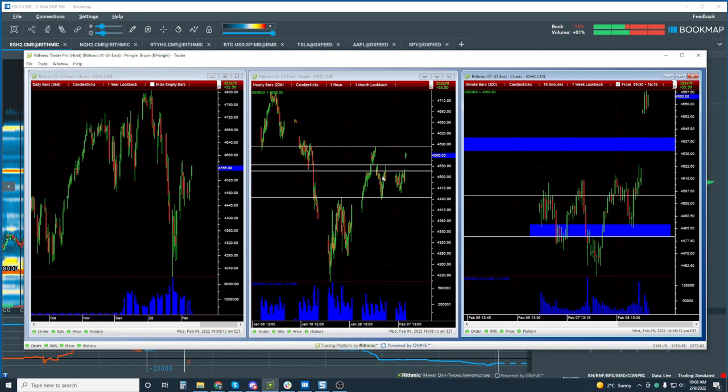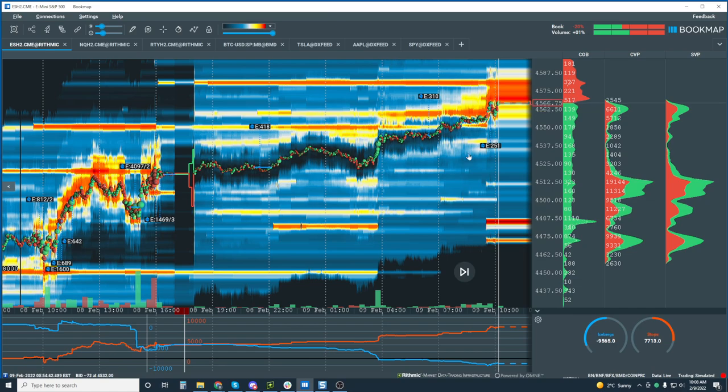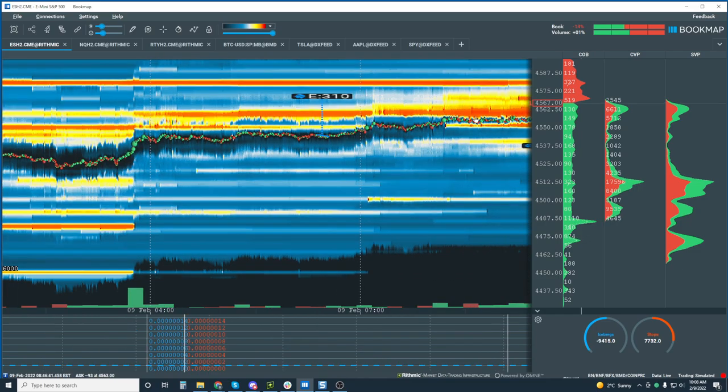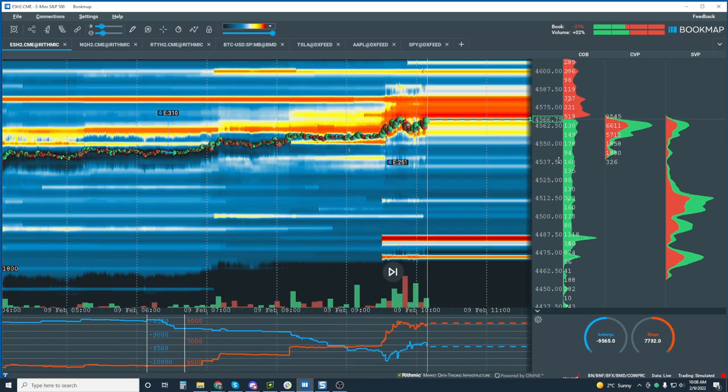I just wanted to show the higher time frame first, right? And levels that we're looking at and levels of interest. And now we can jump into Bookmap, you can see the day here. This is the entire overnight session here. Here's the cash open, and we're moving higher here so far. So we're looking forward to it continuing until we see something different, right?